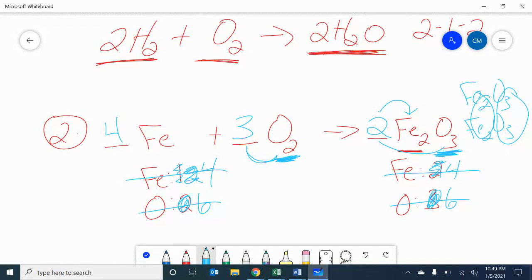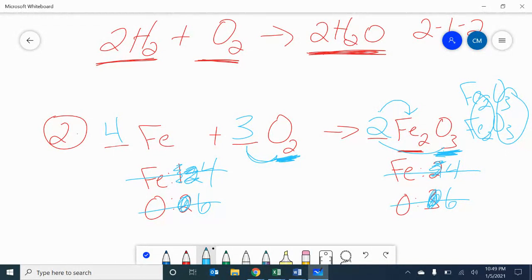Okay, so there's another example where we might go one direction and it didn't quite work right off the bat, right? I started with my iron. It didn't help me out. I ended up having to go back and change my iron equation in order to balance it. That's what happens sometimes. Either way, it's not the end of the world, hopefully.